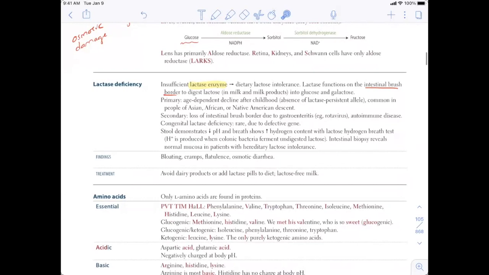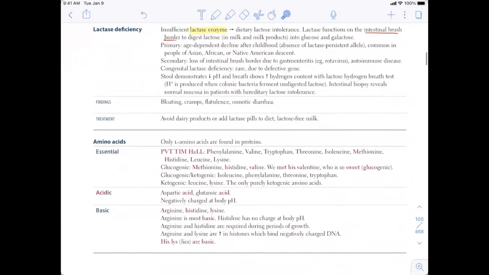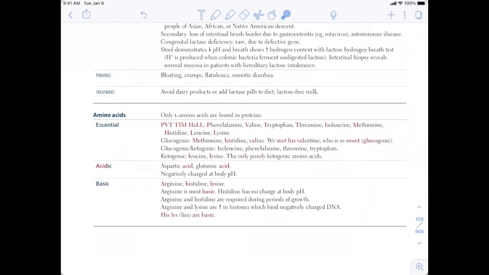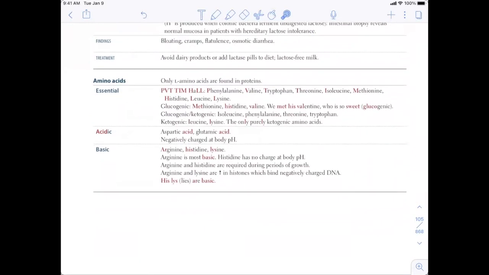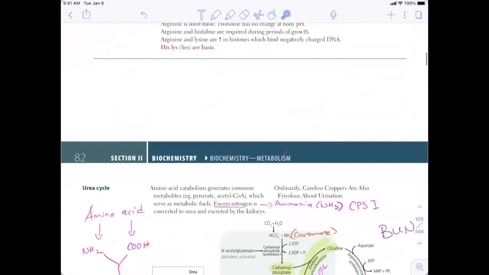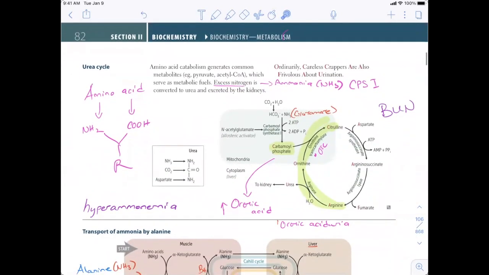And also, if you were to do a biopsy in those that have, especially your primary lactase deficiency, the biopsy is going to show you a normal mucosa, right? Because it is not a structural problem, okay? And the management here obviously is avoid dairy products or add lactase pills to your diet, okay? So that's that. And over here we have amino acids, the different types of amino acids, the acidic and basic, right? So that's straightforward. The last thing here is your urea cycle.